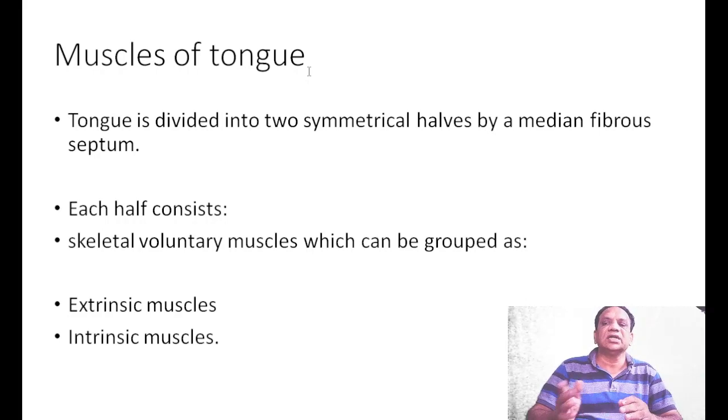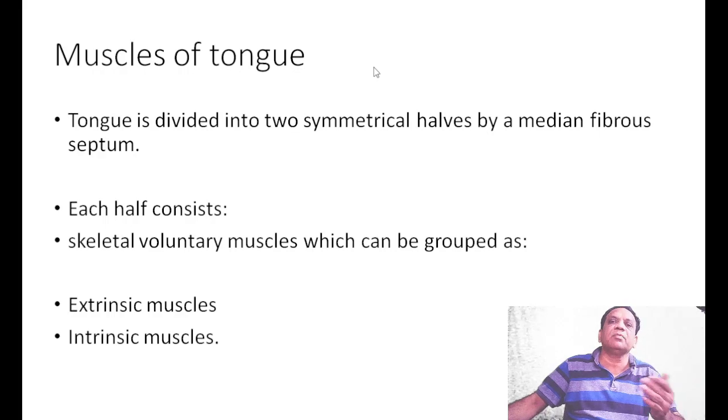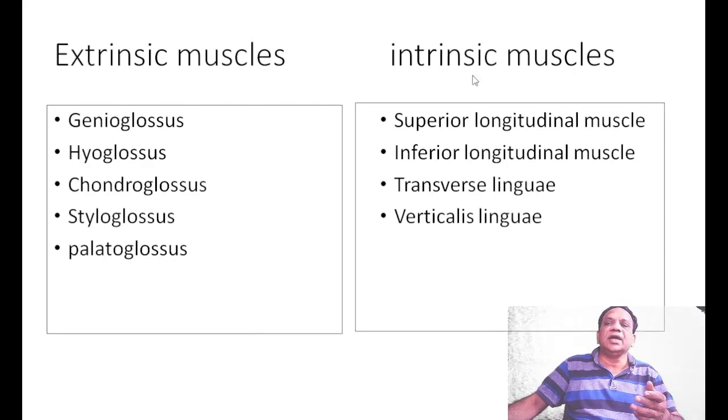So what are the skeletal muscles? They are arranged in two groups, which we can call the extrinsic group and the intrinsic group. What is the extrinsic group? The extrinsic muscles come from outside, and the intrinsic group of muscles are present within the tongue only. The extrinsic muscles are named like this, so the name says from where they are coming.